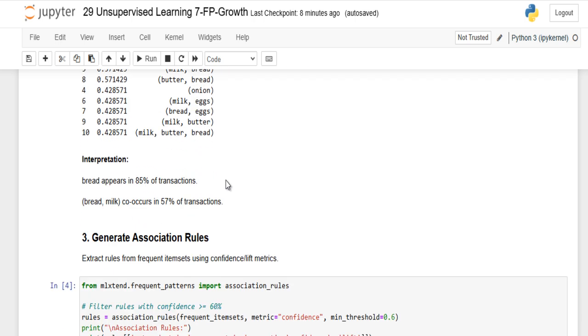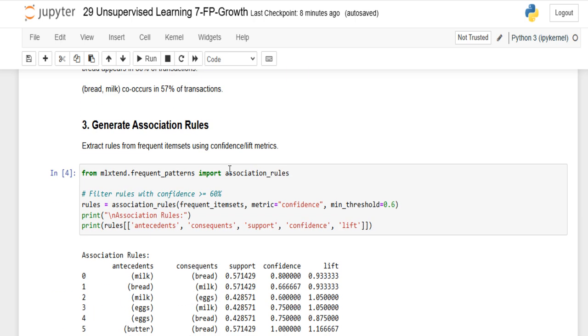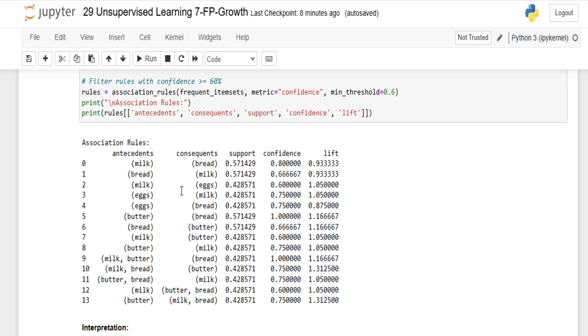We can generate our association rules by extracting rules from frequent itemsets using confidence or lift metrics. Here we supply our confidence metric. Don't forget, it is confidence, and our minimum threshold is 0.6, which is 60%. Running this, we have our antecedent, consequent, support, confidence, and lift.